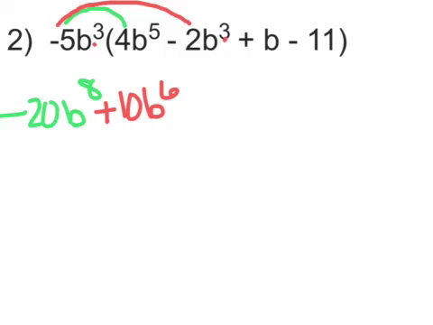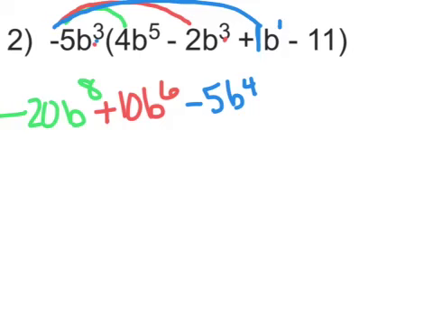Distribute to the third term. So negative 5b to the third times b. So I'm going to put a 1 in front. That would be like a 1b there. So negative 5 times 1 is negative 5. Add our b's. So 3b, and this is like b to the first. So 3 plus 1 give us b to the fourth.